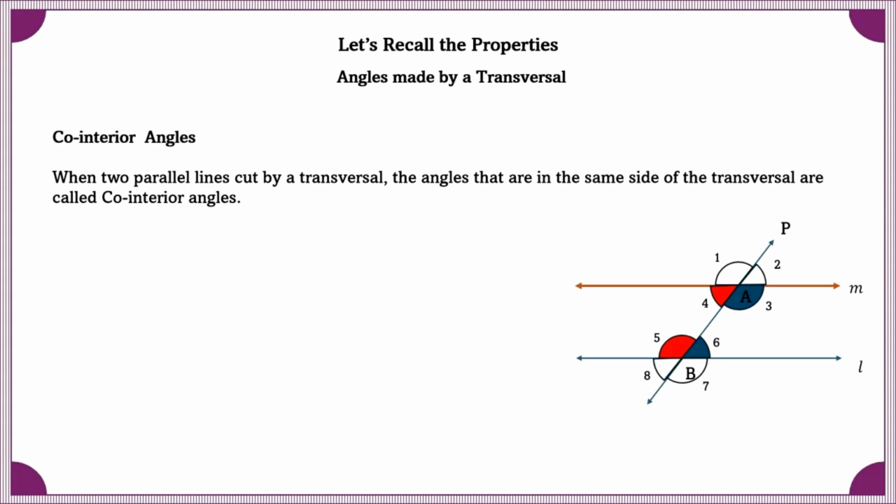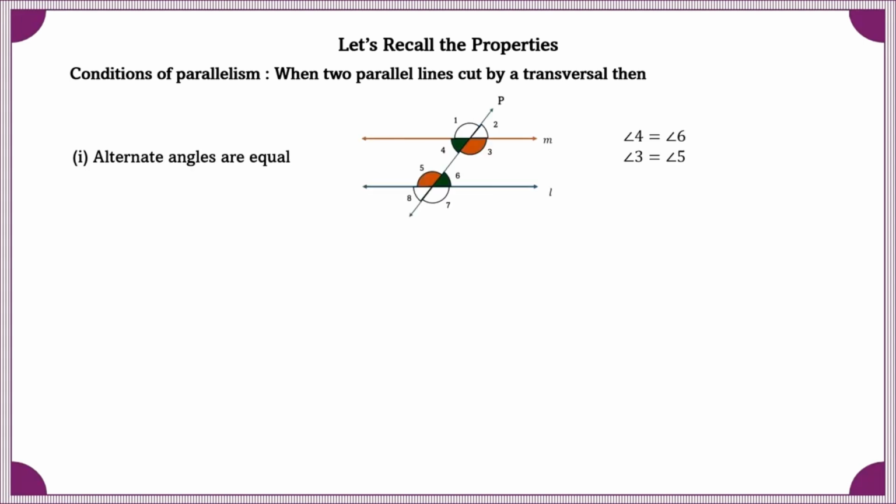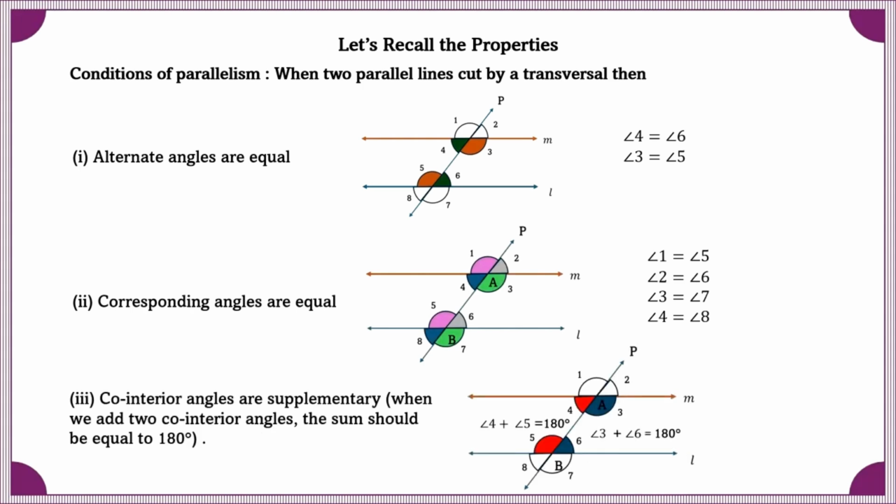Co-interior angles: when two parallel lines are cut by a transversal, the angles that are on the same side of the transversal are called co-interior angles. Here, angle 3 and angle 6, angle 4 and angle 5 are pairs of co-interior angles. Conditions of parallelism: when two parallel lines are cut by a transversal, alternate angles are equal, corresponding angles are equal, and co-interior angles are supplementary. When we add two co-interior angles, the sum should be equal to 180 degrees.